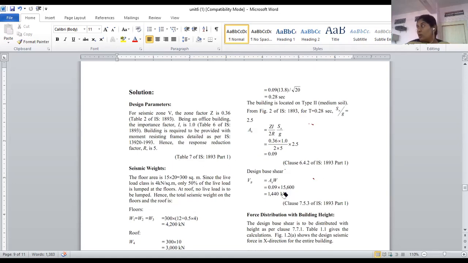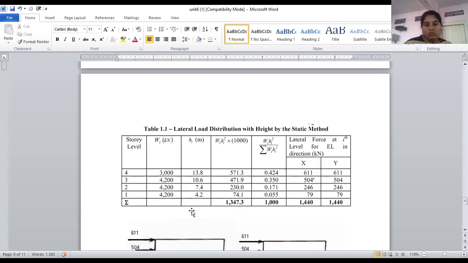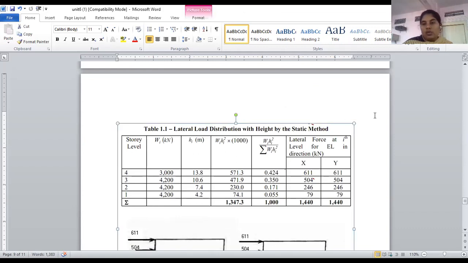Ah value, VB value. And now we'll move towards the last point, that is to evaluate the seismic forces which are coming on each and every floor. Okay, and that will be clear from this table number 1.1. Okay, so you know how to calculate this. That table we also used in the last problem to calculate the seismic forces which are coming on each and every floor.